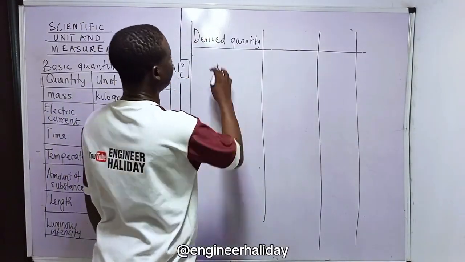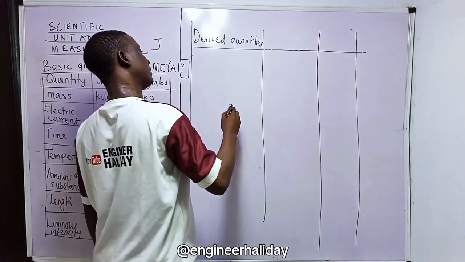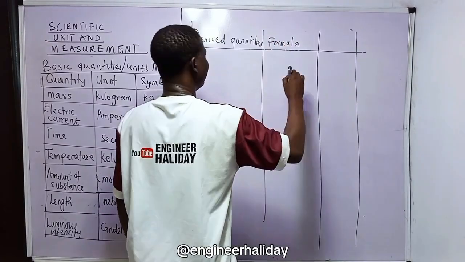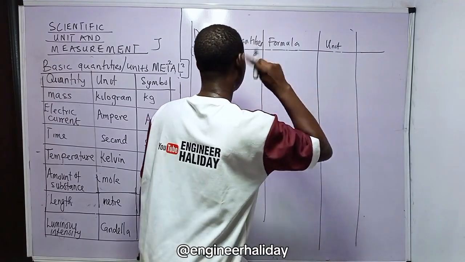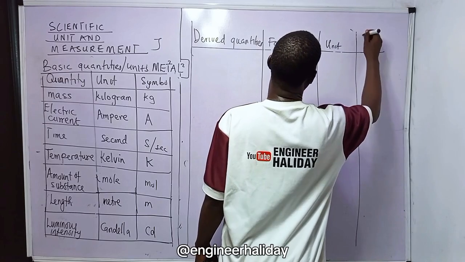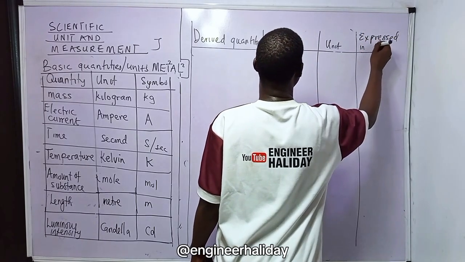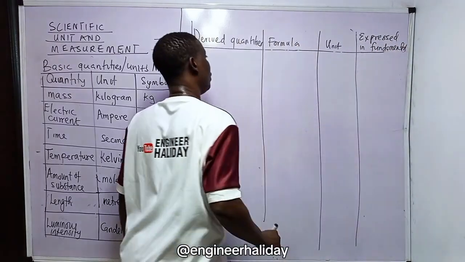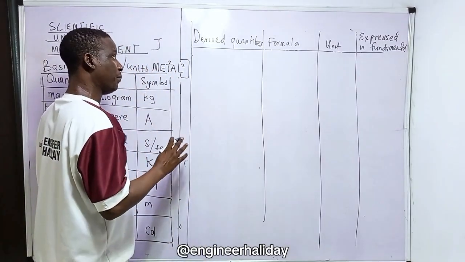Number 1 is the derived quantities, the table. Then the formula. Talk about the formula. Then you talk about the units. And we talk about the derived units expressed in fundamental units. Anyone I cannot give you now because of time, I will just give you the basic one.